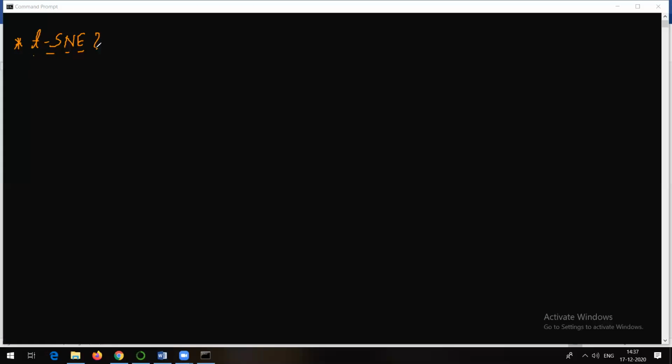For those who joined late, let me write down the full form of this. It is nothing but stochastic neighborhood. There are different gradient methods also you might be aware of. So it is called stochastic neighbor embedding or stochastic neighborhood embedding. That is the full form of SNE. Now, t-distributed, it is called t-distributed stochastic neighbor embedding.